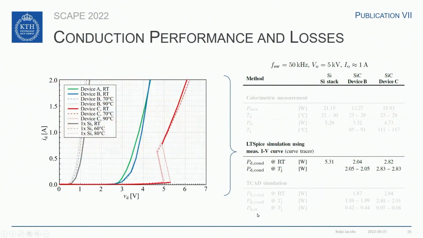Then let's have a look at the results for our conduction losses. These were achieved by using a measured VI curve that can be seen here on the left and feeding this into an LTspice simulation. We can see that the conduction losses we get for our silicon implementation are 5.3 watts, whereas for our conduction optimized silicon carbide device, it's only 2 watts. And even for our switching optimized silicon carbide device, it's 2.8 watts.